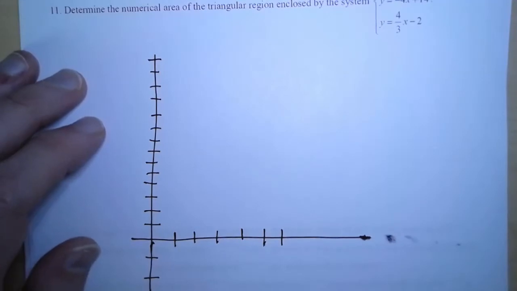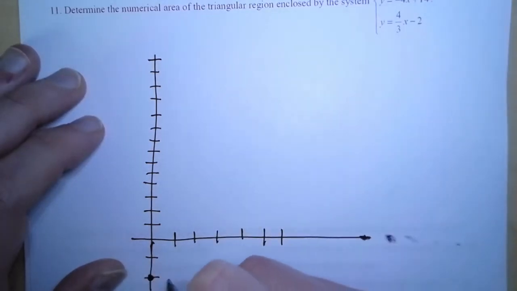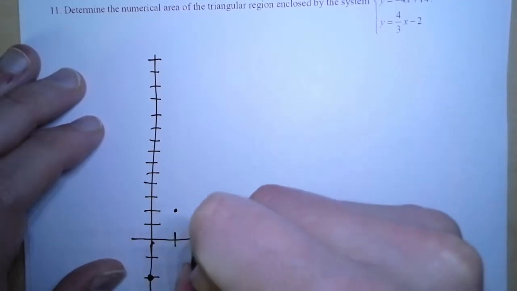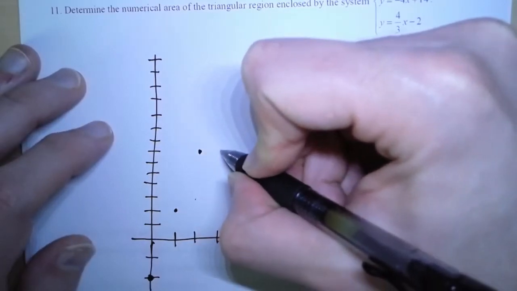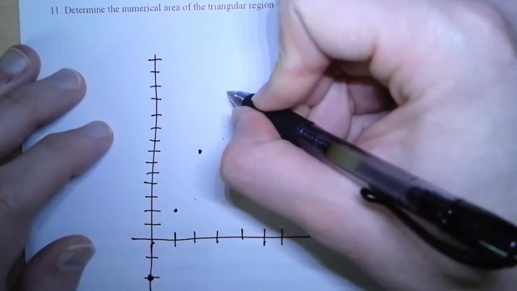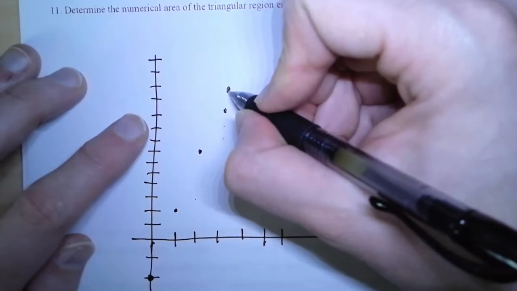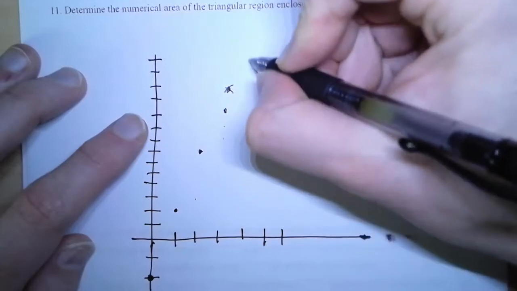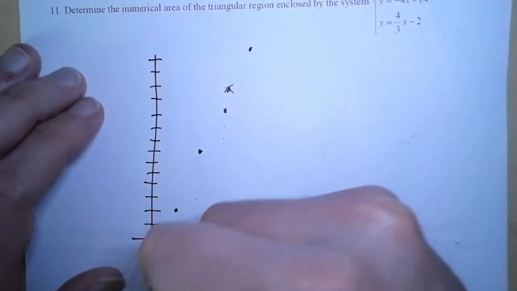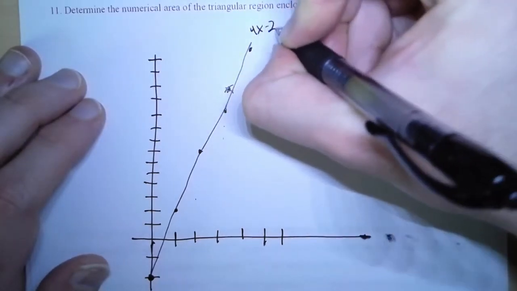So the first line is 4x minus 2. So we start with a y-intercept of negative 2. Now our slope is 4, so we go over 1 and up 4. We go over 1 and up 4 more. We go over 1 and up 4 more. 2, 6, 10, and then up 4 more to 14. So there's our line. This is 4x minus 2.